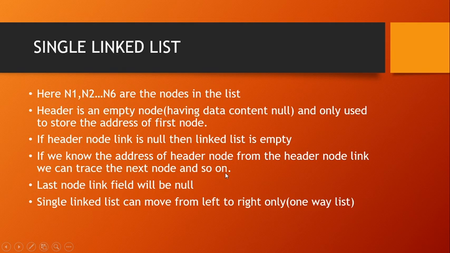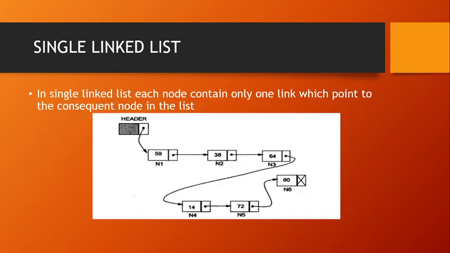This is another requirement of a single linked list. We have to know the address of the header node. If we know the address of the header node, from the header node we can get the address of the first node. From the first node we will get the address of the next node. From the second node we will get the address of the third node. From the third node we will get the address of the fourth node. From the fourth node we will get the address of the fifth node. And finally from the fifth node we will get the last node address. So it is interconnected. The only requirement we have is we should know the address of the header node.